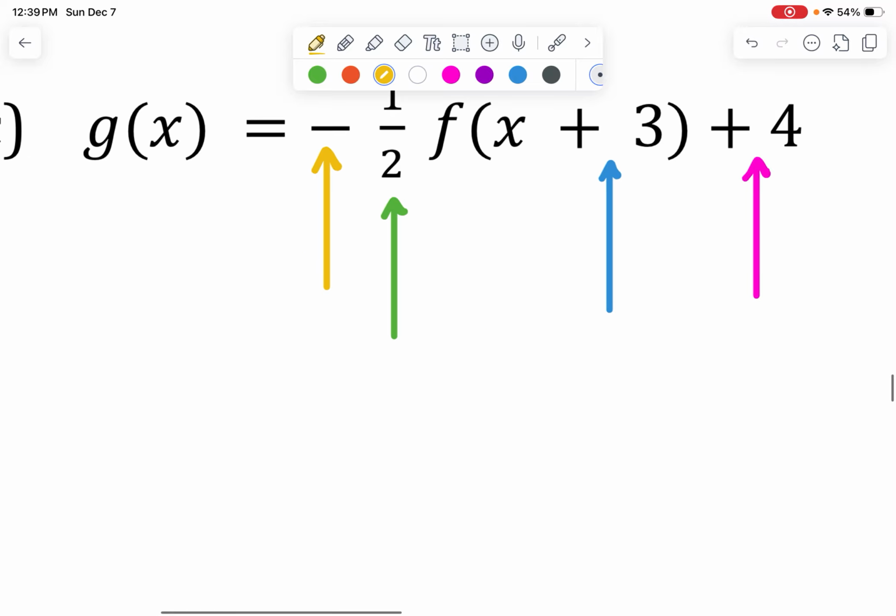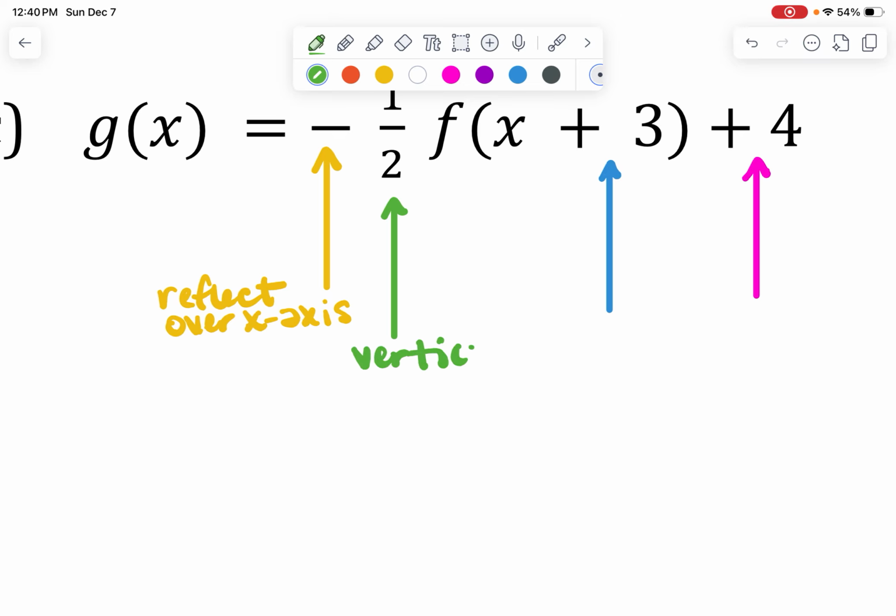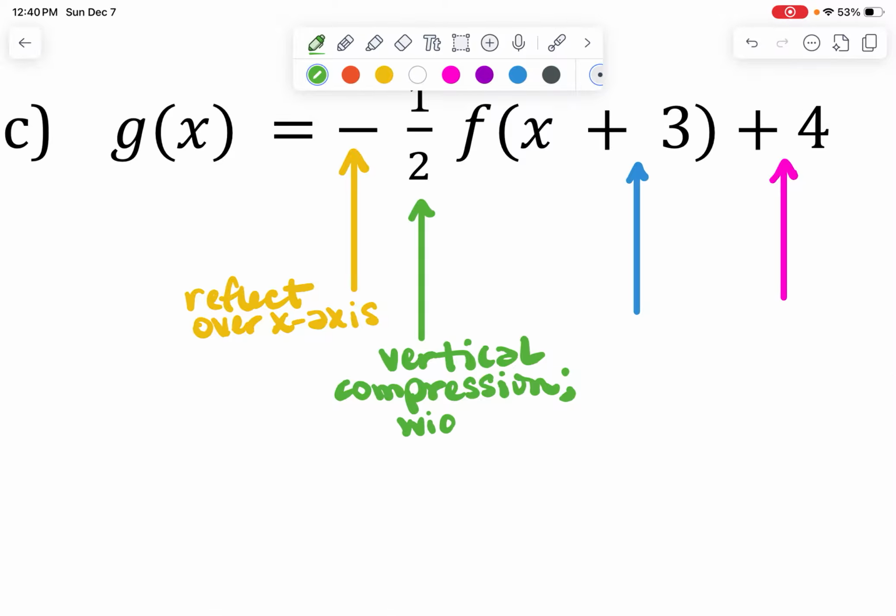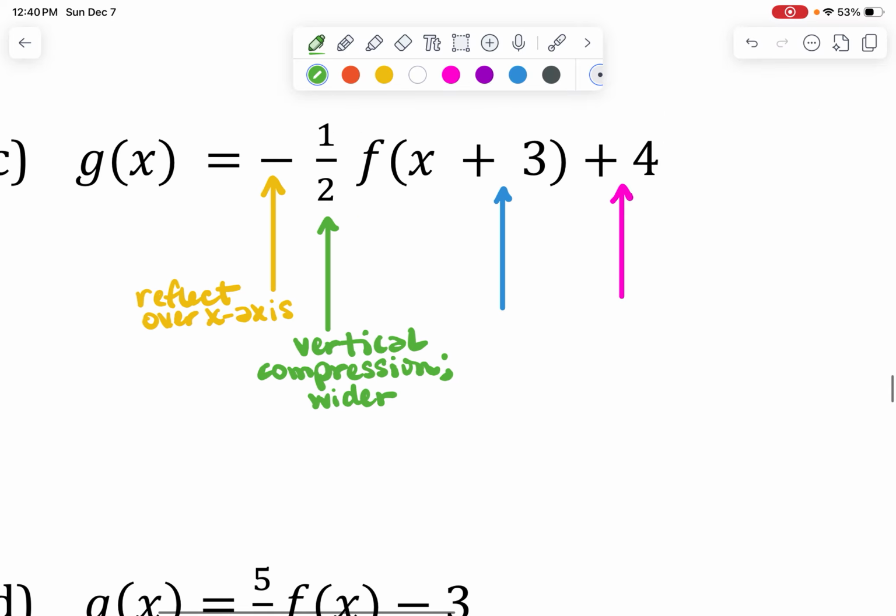I'm just going to run through these really quick. We've already talked about the negative multiplier in the front. This is a reflection over the x-axis. Now the 1/2 means I'm smashing it down to half its normal height, so this is going to be a vertical compression. And anytime I smash something down, it has nowhere to go except out, so this is actually going to make my parabola wider. And then left 3 and up 4.